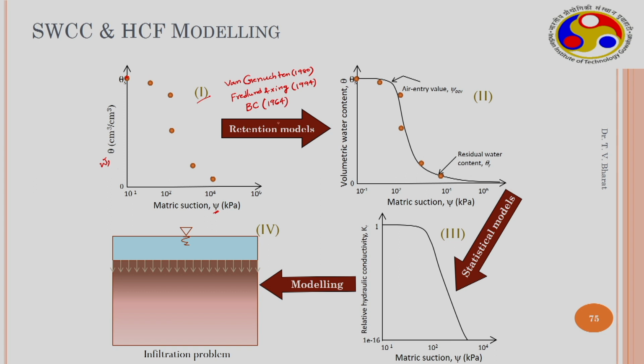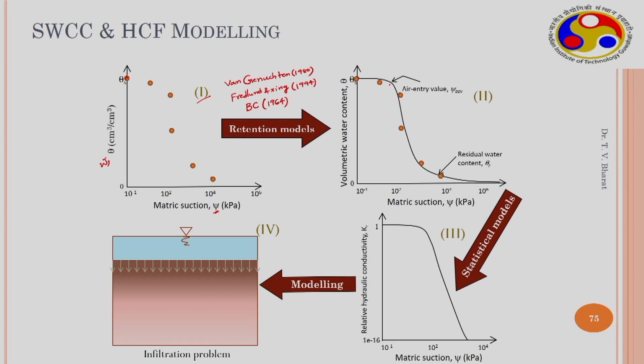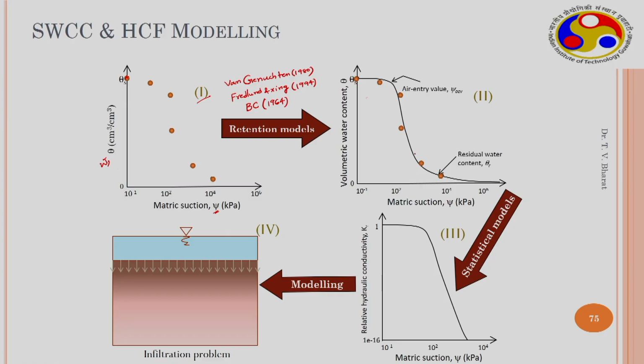However, with the BC model we have a major issue: up to the air entry value we have theta equals theta s, and beyond that it decreases non-linearly. Here the function is not smooth at the air entry value, therefore we may not get a smooth function as we get with other models. So, when we use these retention models, we can obtain a smooth function like this using some optimization techniques that will be discussed after this slide.